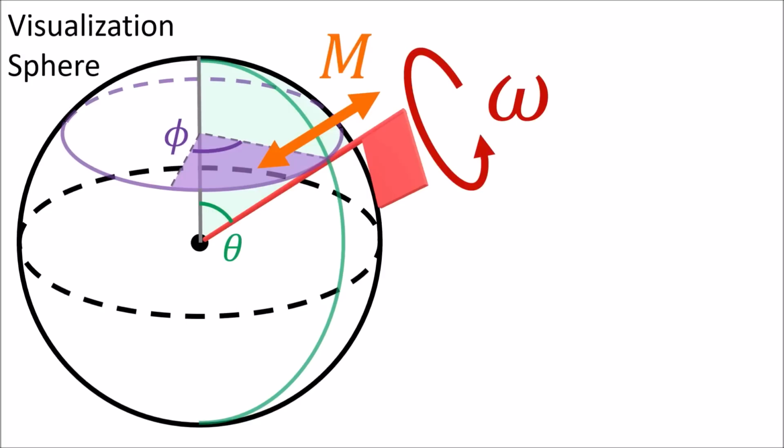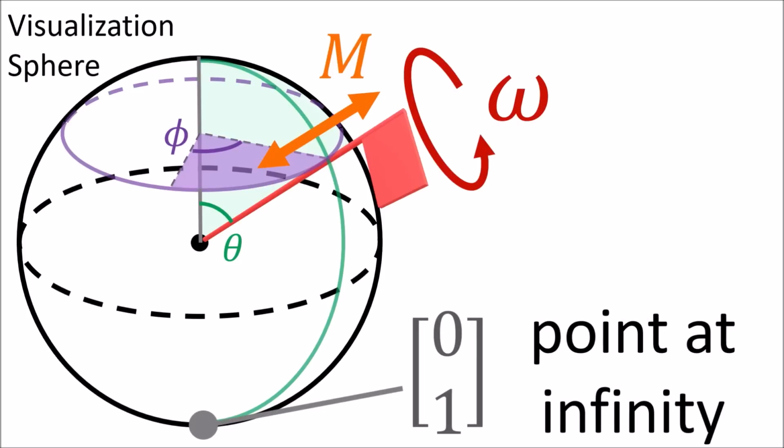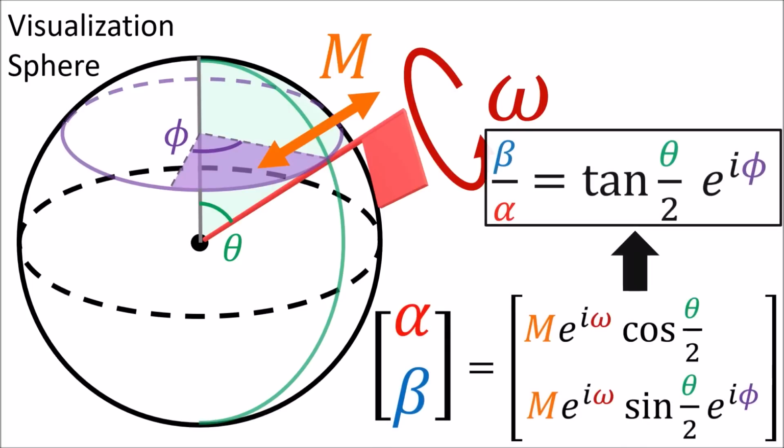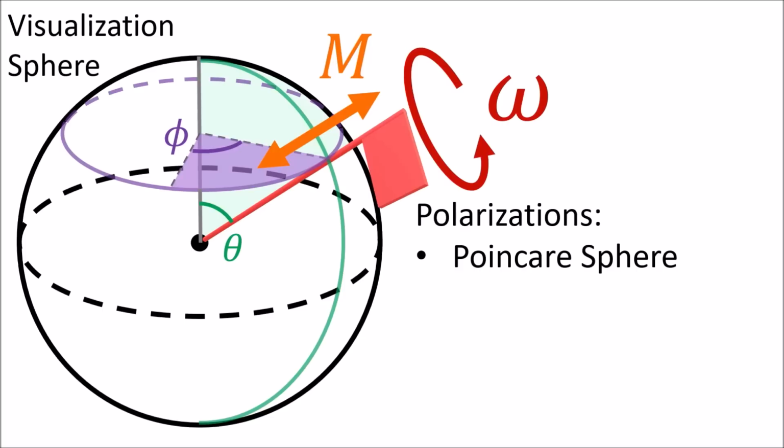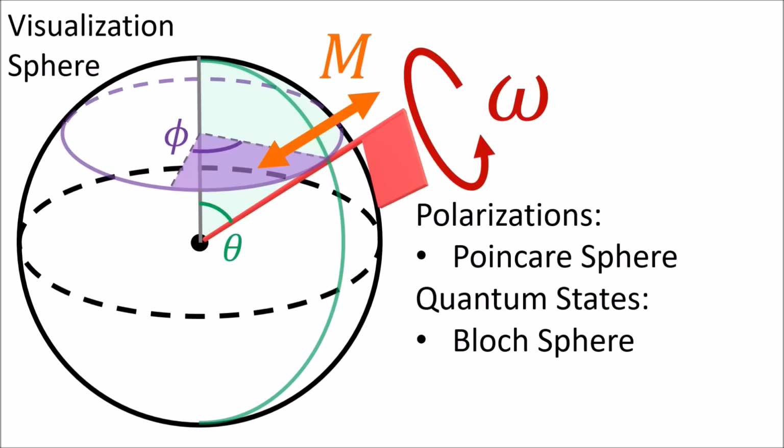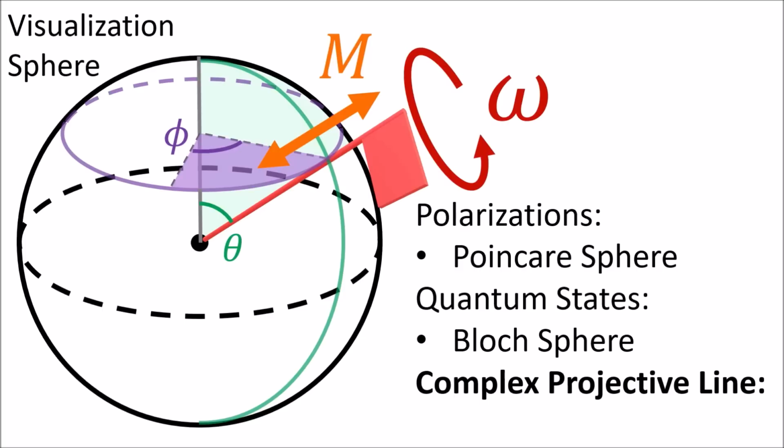The flagpole sphere is how we visualize points in the complex projective line, with one of the sphere's poles being the point at infinity. The ratio beta over alpha completely determines the direction of the flagpole on the sphere. We've seen this sphere called the Poincare sphere and the Bloch sphere, but in the context of the complex projective line, we call it the Riemann sphere.